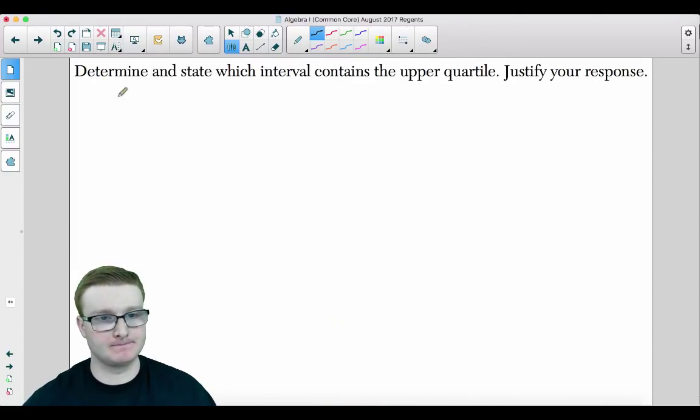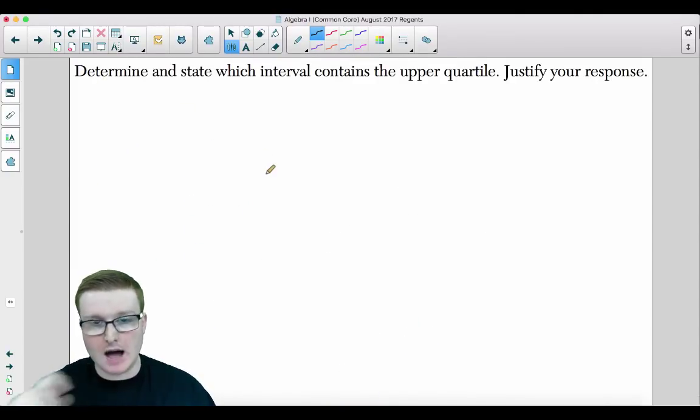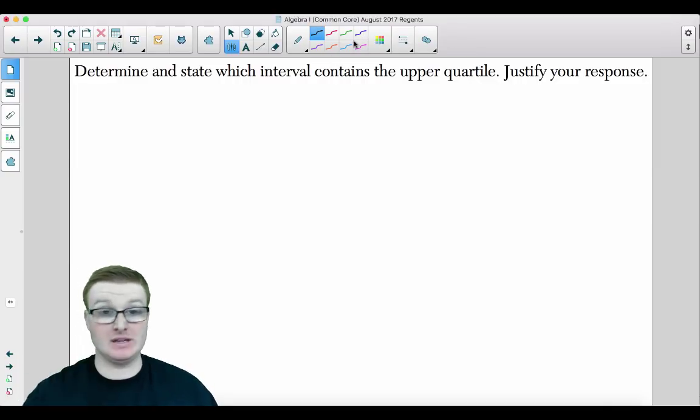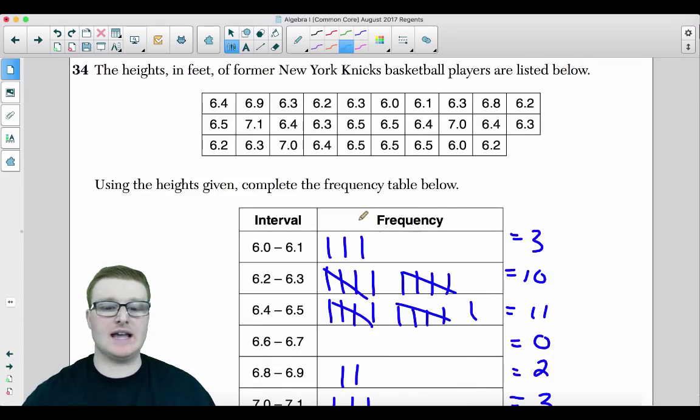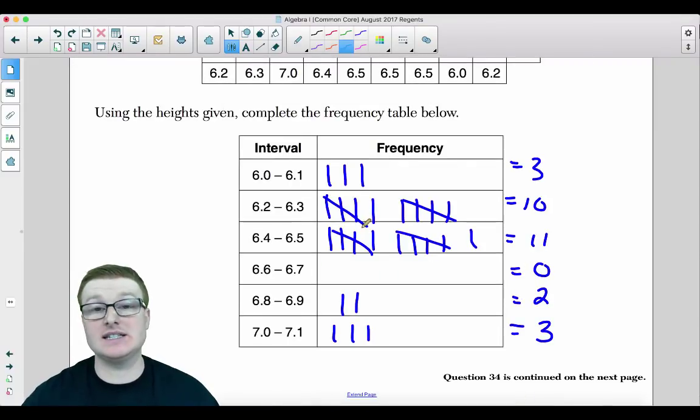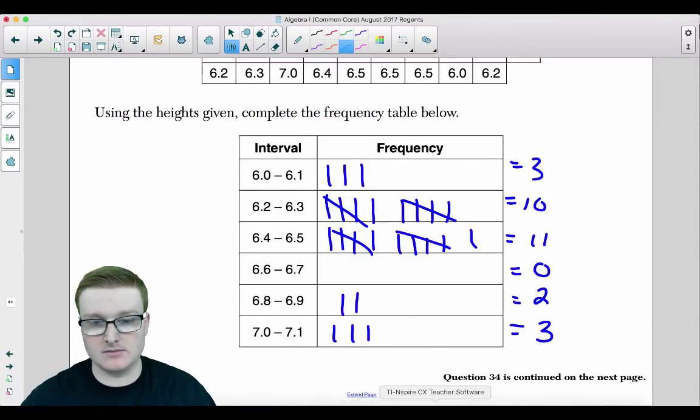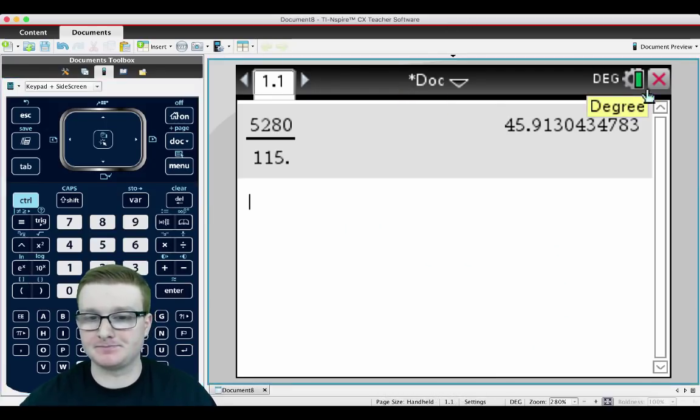Now for the last part. Determine and state which interval contains the upper quartile and justify your response. So here's the thing. Upper quartile means the third quartile. Unfortunately, what they want you to do is input these frequencies into your calculator to get the third quartile. So I'm going to do that right now for you.